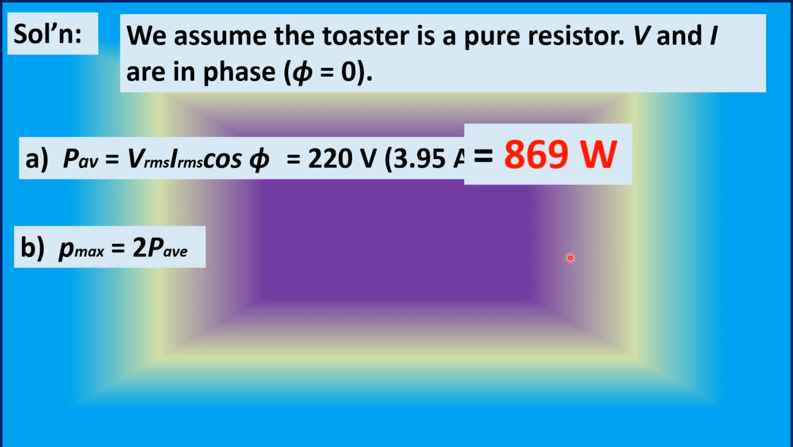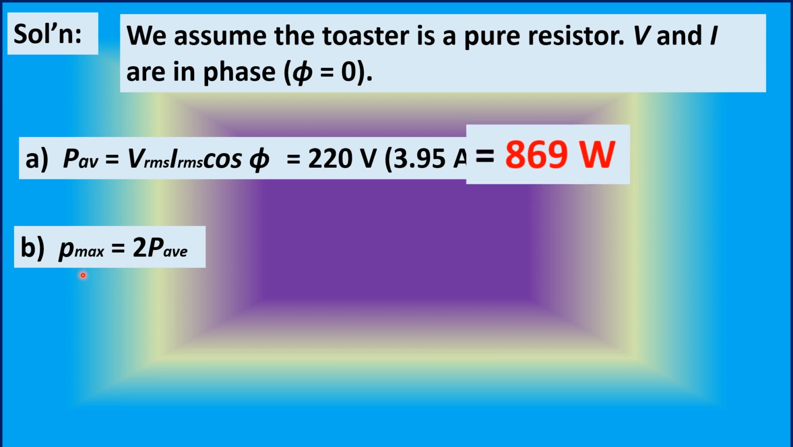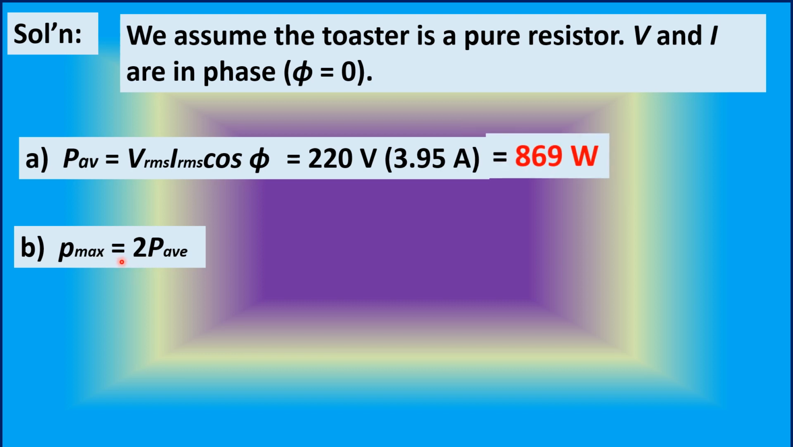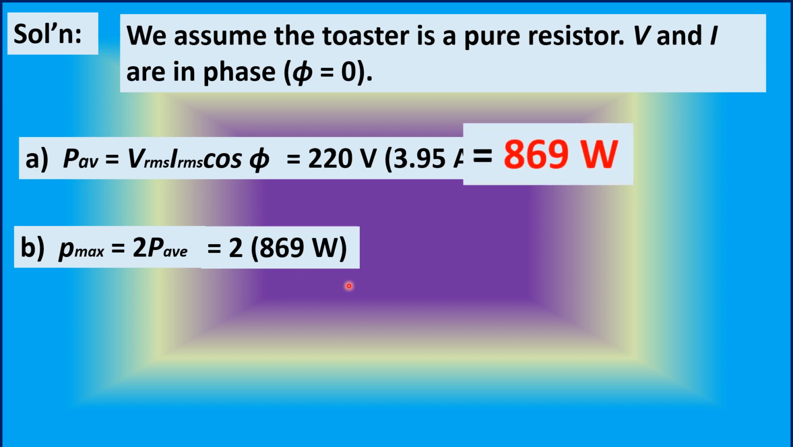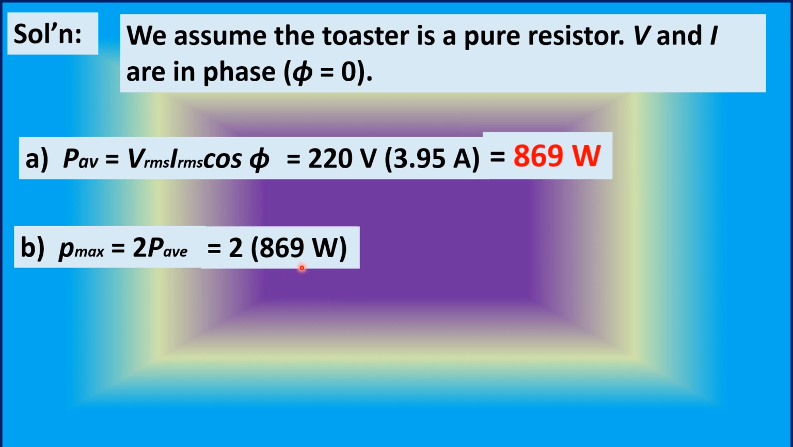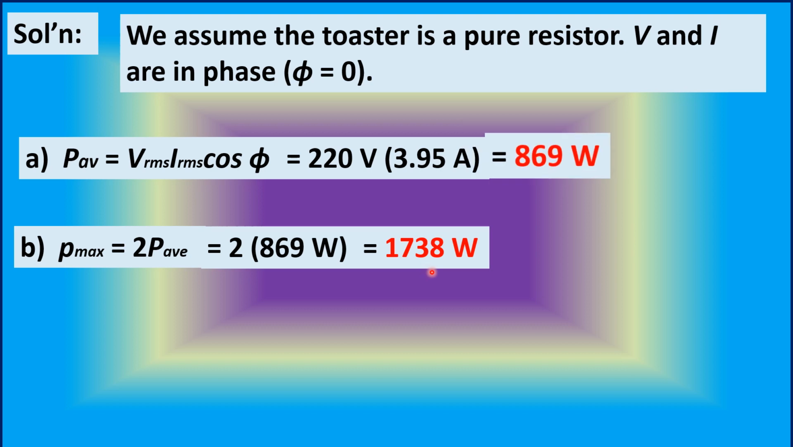For question letter B, we are asked to find the maximum power. So the maximum power can just be taken by multiplying the average power by 2. In short, the maximum power is twice the average power. So that means twice the value of the average power of 869 watts. So the answer for letter B is 1738 watts.